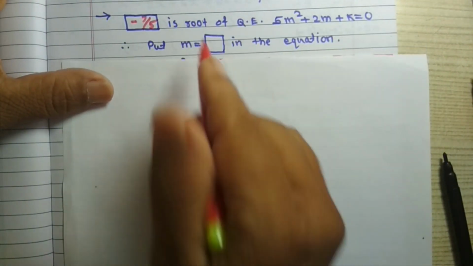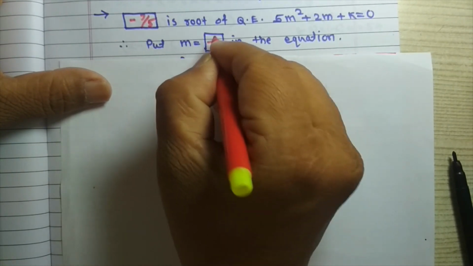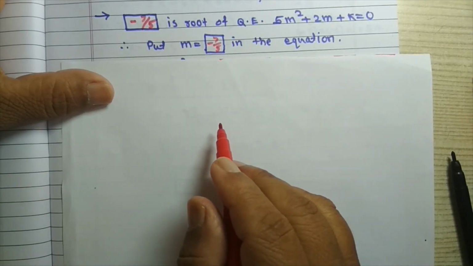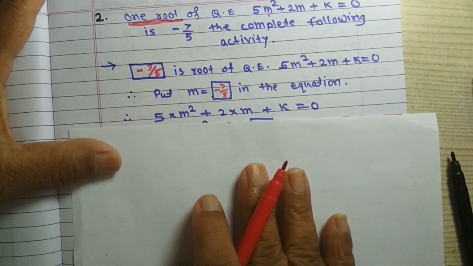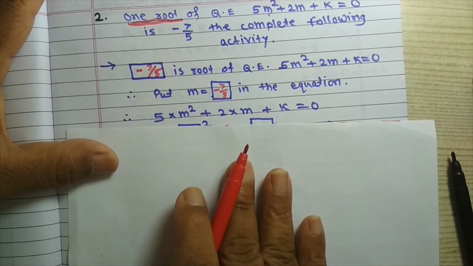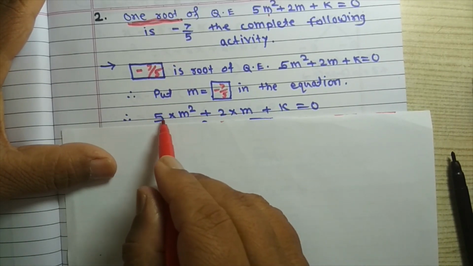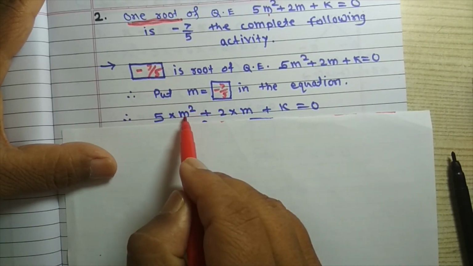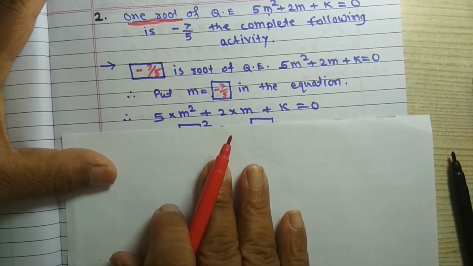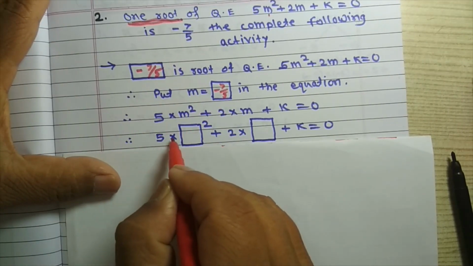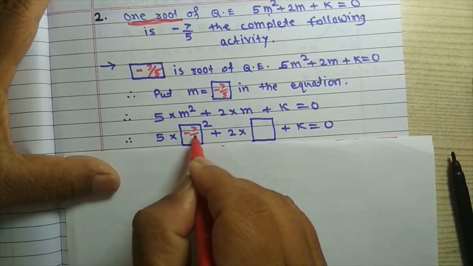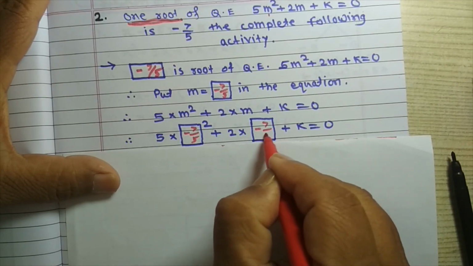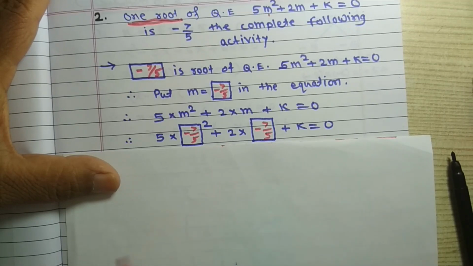Okay, means put m is equal to minus 7 upon 5, which is the root of the equation. They have given this to us in the example. Okay, now we have to put that value in the equation. First we have to split that equation: 5 into m square plus 2 into m plus k is equal to 0. In place of m we have to write minus 7 upon 5. Yes, here 5 into minus 7 upon 5 squared, plus 2 into minus 7 upon 5 plus k is equal to 0.